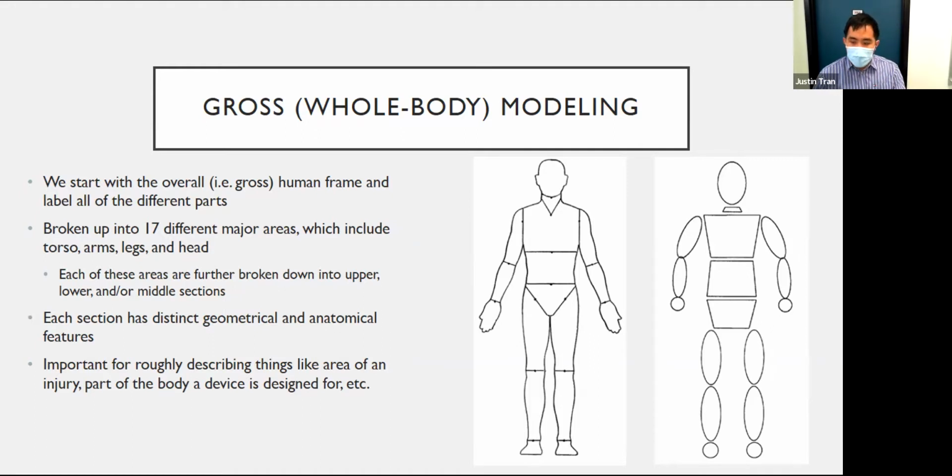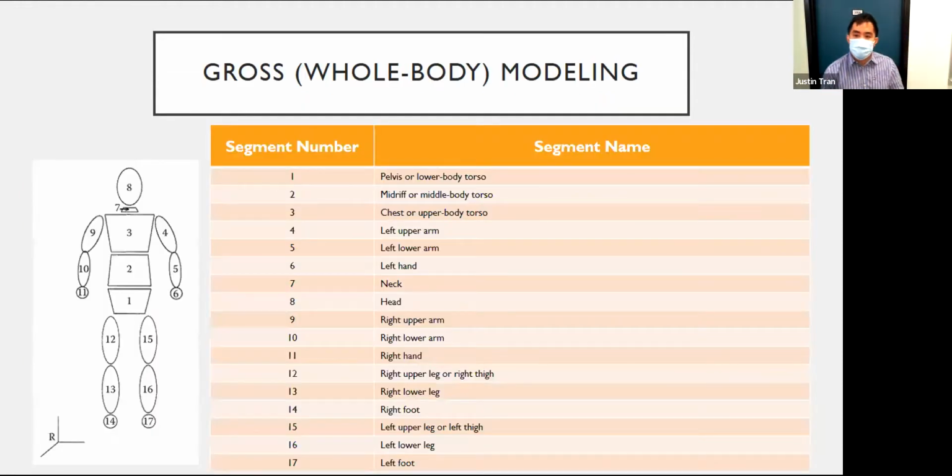What's nice about this system is that each of the regions or sections of the body has very distinct geometrical and anatomical features that make it unique to all the other parts. As you can imagine, this is really important because when you're describing things like injury, it's important to refer to the correct part of the body. Here are all the sections that are numbered. Like I said, this is a big list, but a lot of these are probably what you intuitively know already.